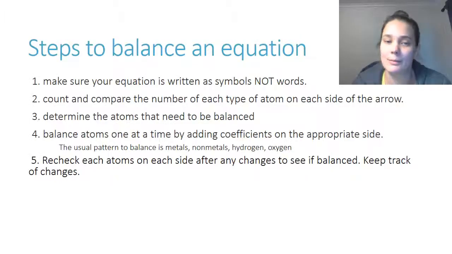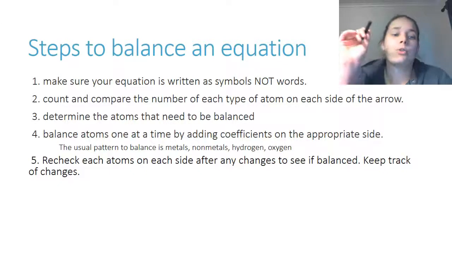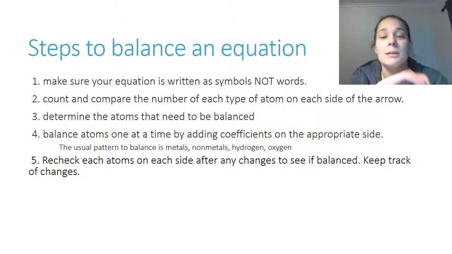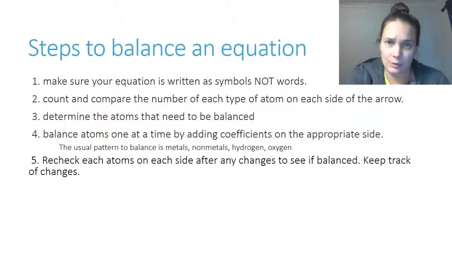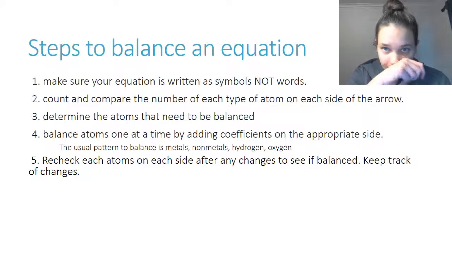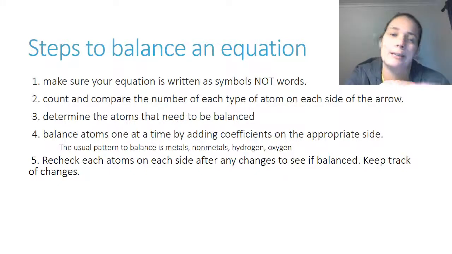So let's have a look at some of the steps to balancing out a chemical equation. You need to make sure your equation is written in symbols, not in words, because when it's written in symbols, then it can have subscripts and coefficients and those kinds of things. When it's written in words, it doesn't matter how much of everything you've got, you just chuck the words on the piece of paper and you're fine.